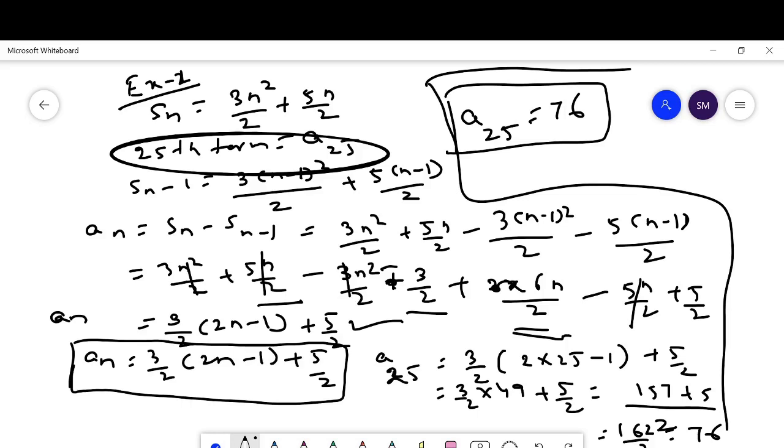Then subtracting this we get an, but we have to find a of 25, the 25th term. a of 25 is equal to, in place of n we can write 25, and by solving this we get a of 25, the 25th term, is equal to 76. Then next question.